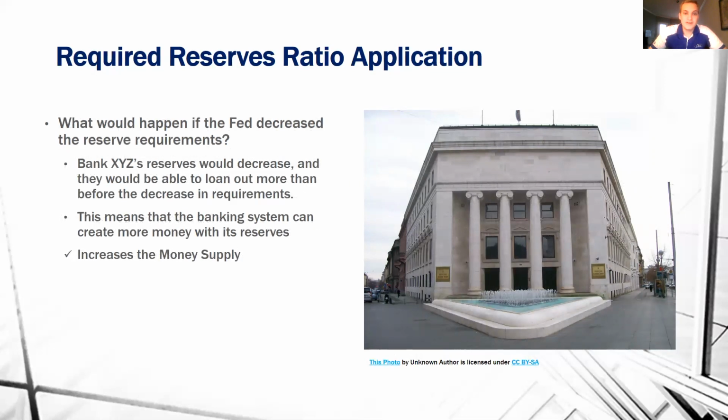What would happen if the Fed decreased the reserve requirements? Bank XYZ's reserves would decrease, and they would be able to loan out more than before the decrease in requirements. This means that the banking system can create more money with its reserves, and this would lead to an increase in the money supply.